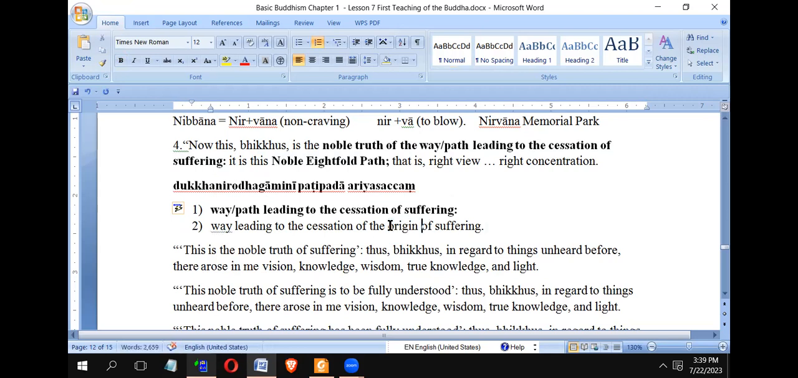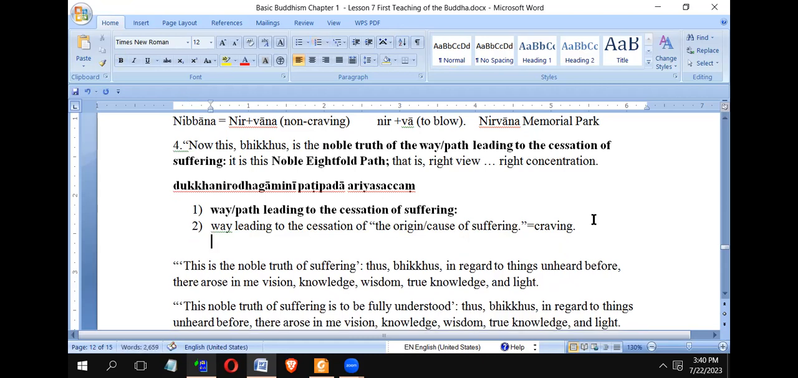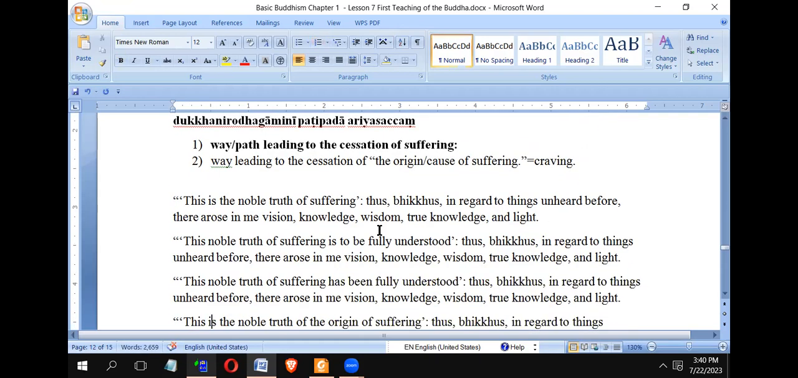The cause of suffering means what? Craving, right? So you need to have the path leading to the cessation of this cause of suffering, which is craving. So either the cessation of suffering or the cessation of the cause of suffering. That means there is this craving. Now we look at the English.